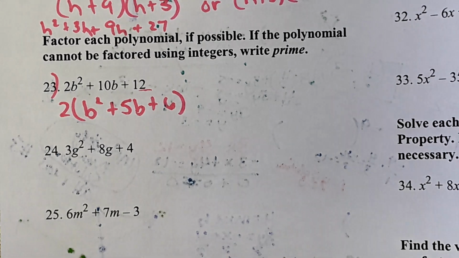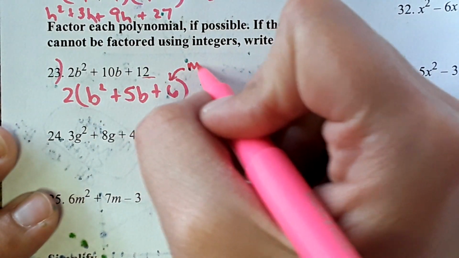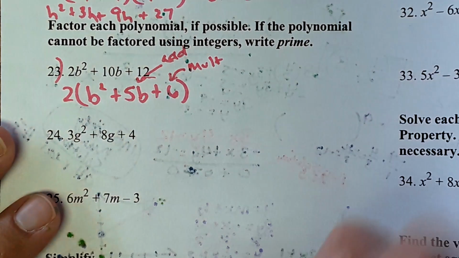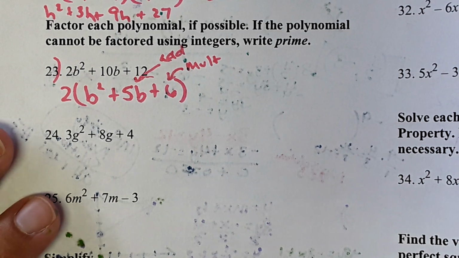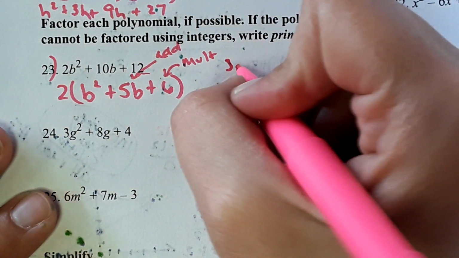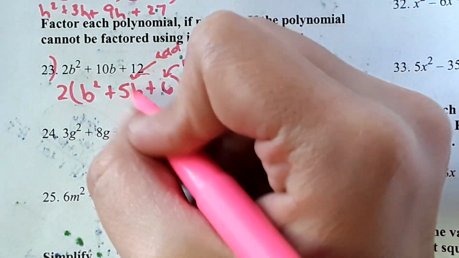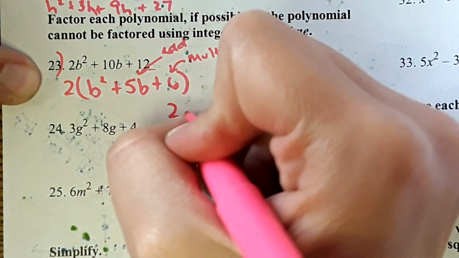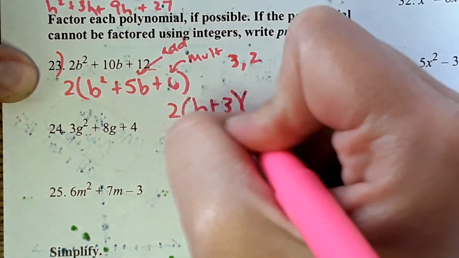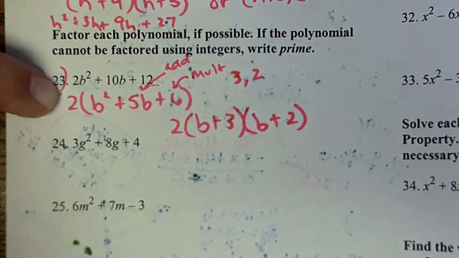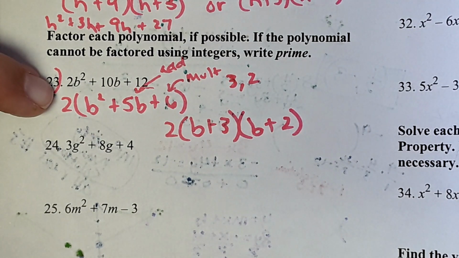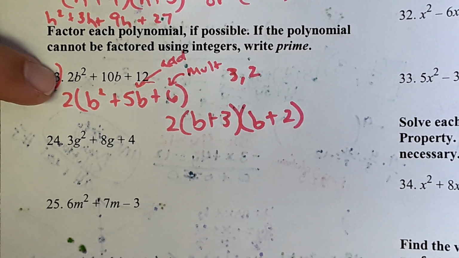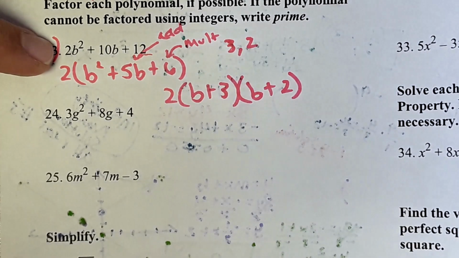Okay, then at this point, we need two numbers that multiply to 6 and add to 5. So 3 and 2. I was thinking 5 and 1, but that would be backwards. Okay, so 3 and 2 multiplies to 6, adds to 5. So this would look like this. 2 times b plus 3, b plus 2. Okay. So for the next two, I almost want to stop there.